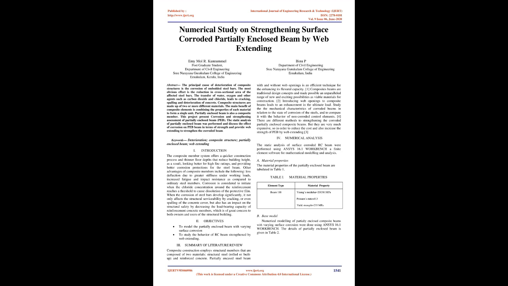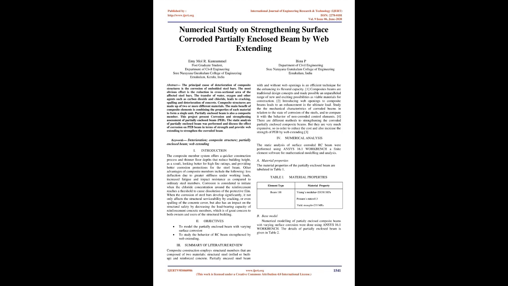Partially enclosed beam is also a composite member. This project presents corrosion and strengthening assessment of partially enclosed beam, PEB. The static analysis of partially enclosed beam was performed and discussed the effect of corrosion on PEB beam in terms of strength and provides web extending to strengthen the corroded beam. Keywords: deterioration, composite structure, partially enclosed beam, web extending.